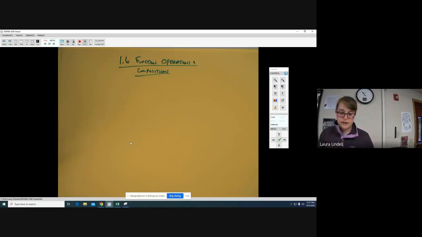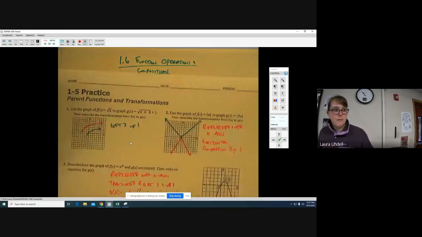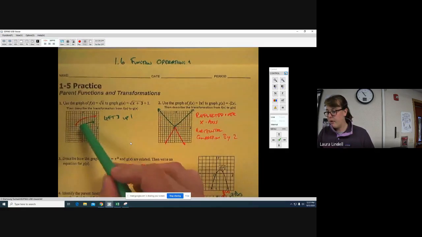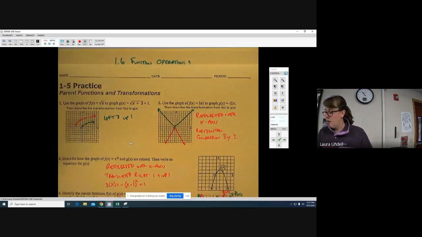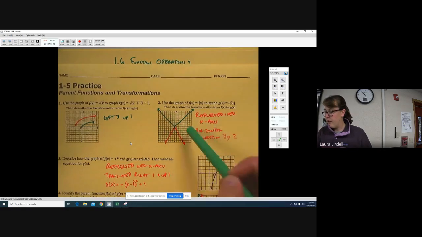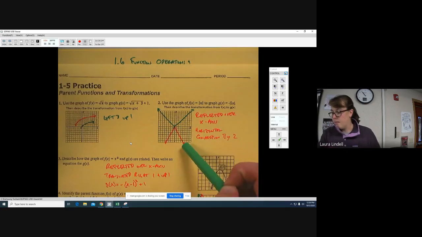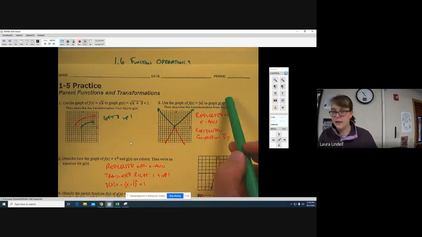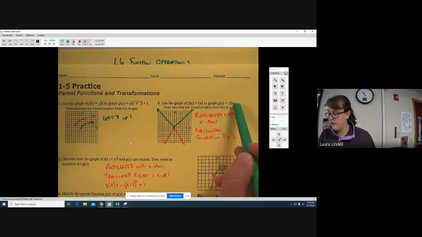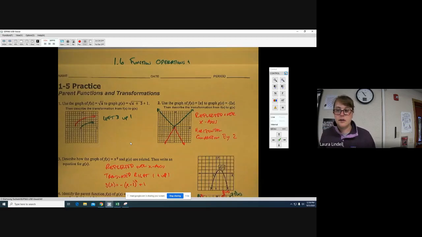So the 1.5 practice, we had parent functions and transformations of parent functions. The first problem, we should have moved this one left 3 and up 1. So the pink function is where it ends up. The green function was the starting one. On this one, we started off with the absolute value function, and then we reflected it over the x-axis, and then it was horizontal compression by a factor of 2. If you said it was vertical stretch, that's also close, but then the 2 would be on the outside. So if you're just looking at the function itself, like the notation here, we would say horizontal compression.